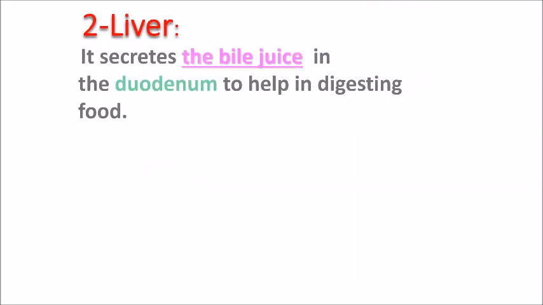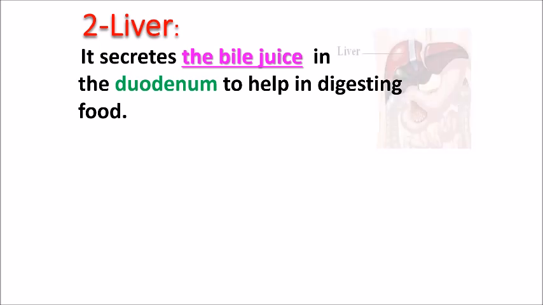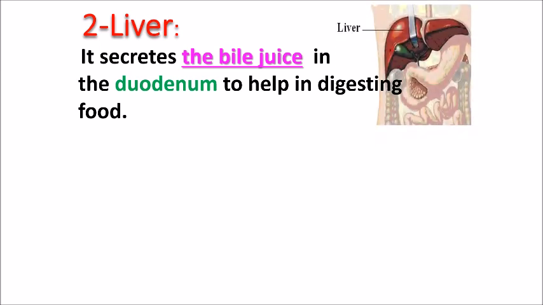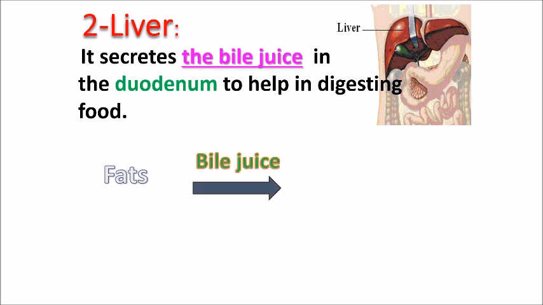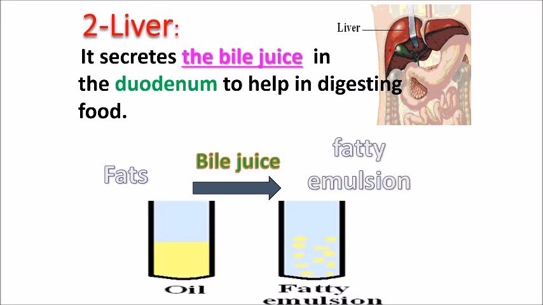Liver. The liver secretes the bile juice. And I said before, there are 2 juices that are poured inside the duodenum. One of them is the bile juice that's secreted by the liver. The function of the bile juice is helping in digestion of food, mainly the fats. So, fats are digested by the bile juice into fatty emulsion. The oil is a kind of fat. It is changed into emulsion by the bile juice.